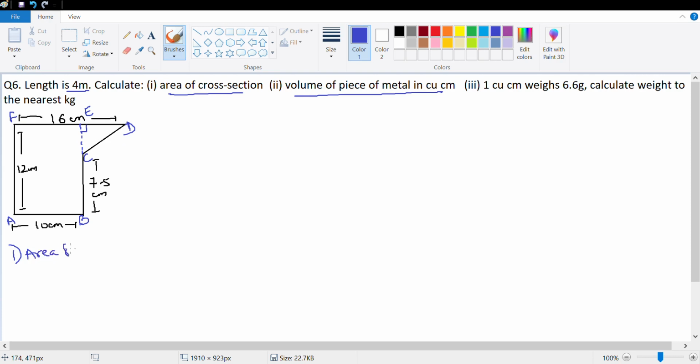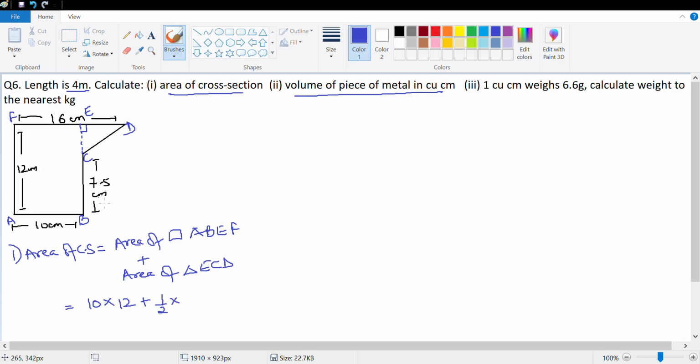Area of cross section is equal to area of rectangle ABEF plus area of triangle ECD. So what is the length of AB? AB is 10 centimeters. So this is 10. And what is the height? AF is 12 plus area of triangle, which is half into base.